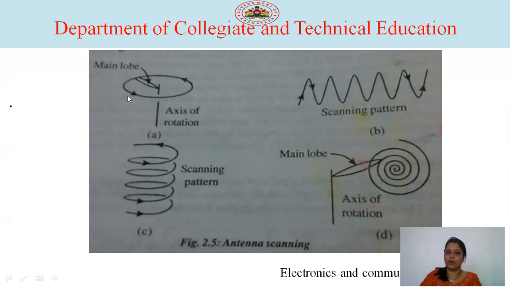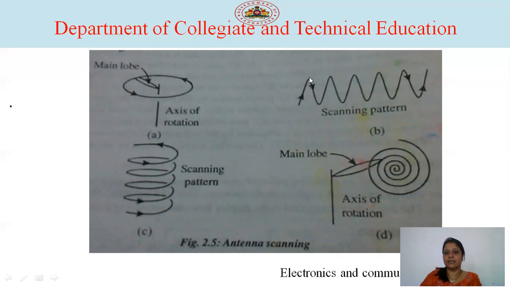This is the horizontal scanning. This is the horizontal and this is the spiral. Correct? These are the different methods. This is the helical. Correct? This is the noding scanning. Now in case of the horizontal scanning, what is happening? The antenna is rotating in the horizontal plane. If you observe here, it is rotating in the horizontal plane.